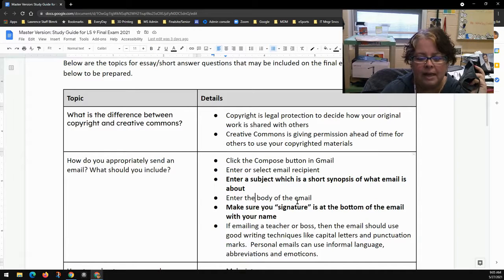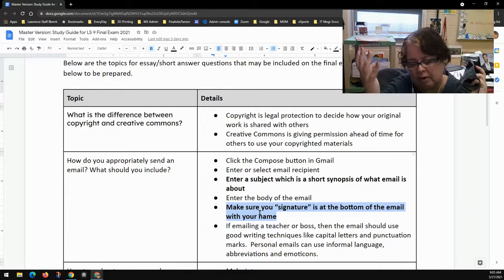Enter the body of your email. Remember, if you're emailing a teacher or boss, the email should include the best writing that you could muster, including use of Grammarly. Okay, no informal language, and remember, if you're emailing a teacher, no more than 3 emojis. Make sure you have a signature at the bottom with your name on it so we know who the email is coming from.